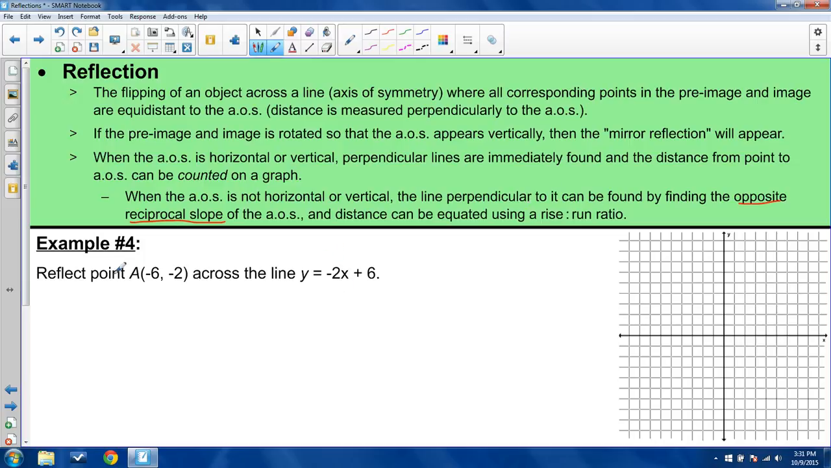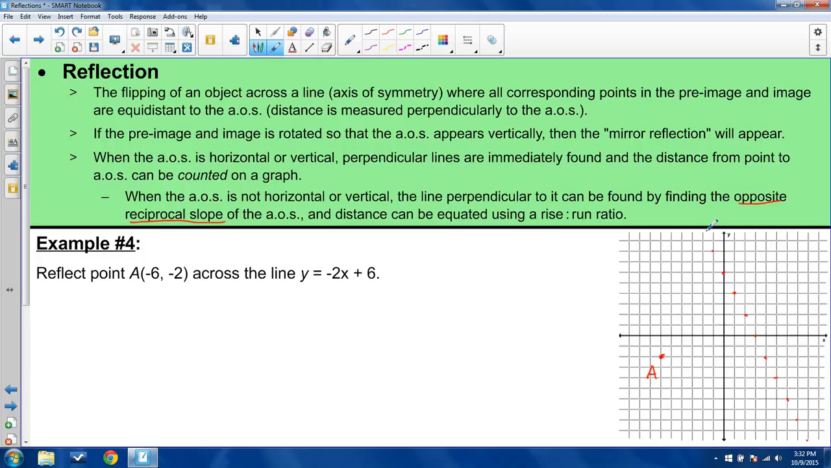So this one here, we're just going to use one point, reflect negative 6, 2 across the line y equals negative 2x plus 6. So what's going to happen here is this is point A. I'm going to reflect it across the following line. I need to start at 6, down 2 over 1, down 2 over 1 for negative 2 over 1 slope. And I'll go ahead and draw this line because this is now my axis of symmetry.